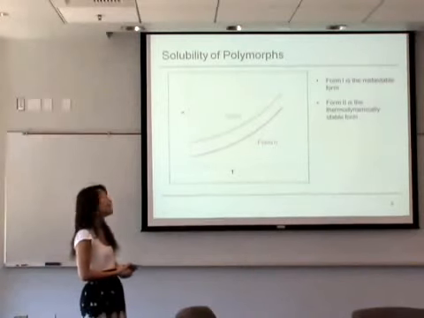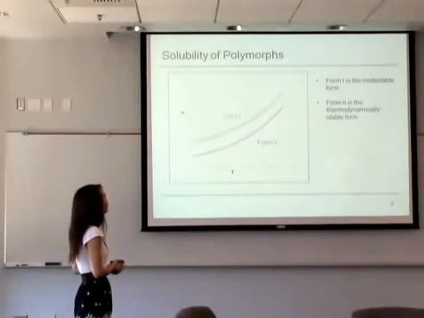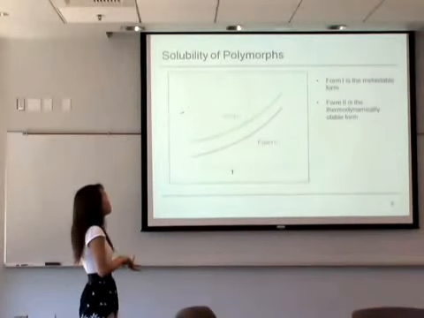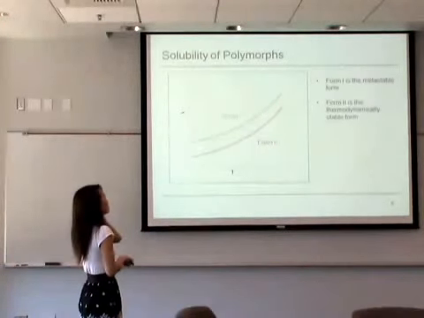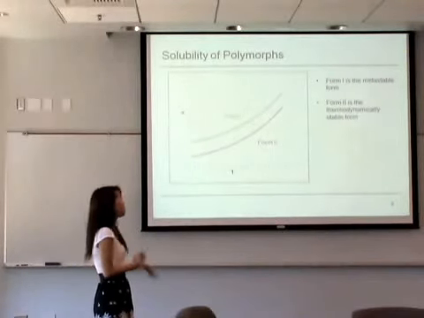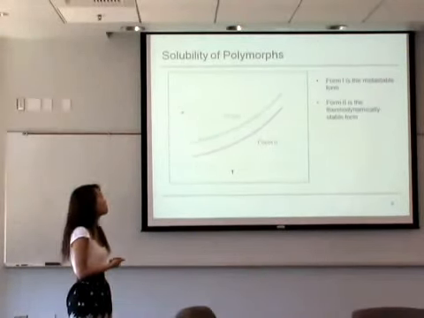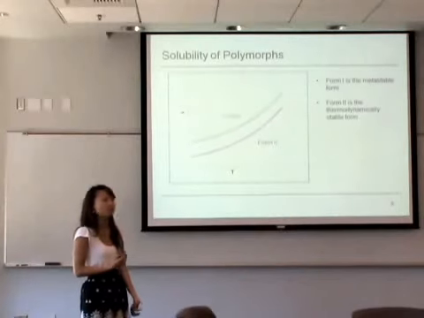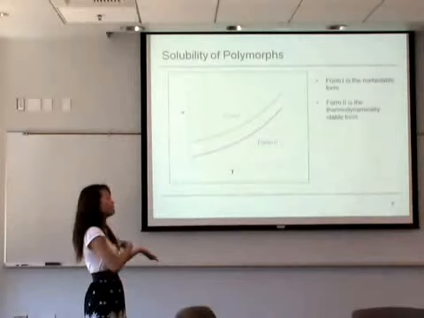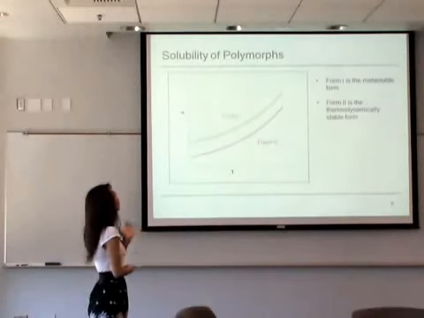So in order to look at the solubility of polymorphs, we have to first look at what kind of polymorphs I have. I have form 1, which is the metastable form, and form 2, which is the thermodynamically stable form. So theoretically speaking, it would transform from form 1 and then go to form 2.